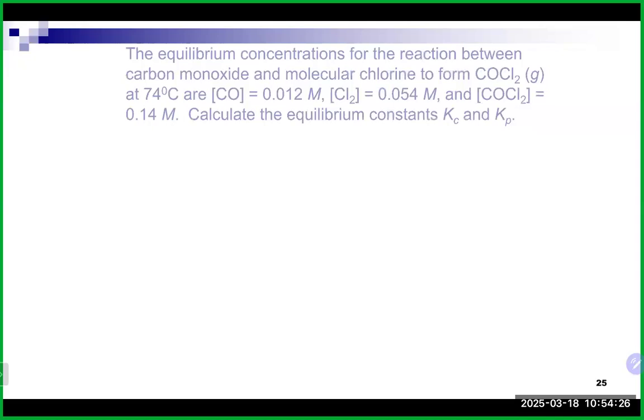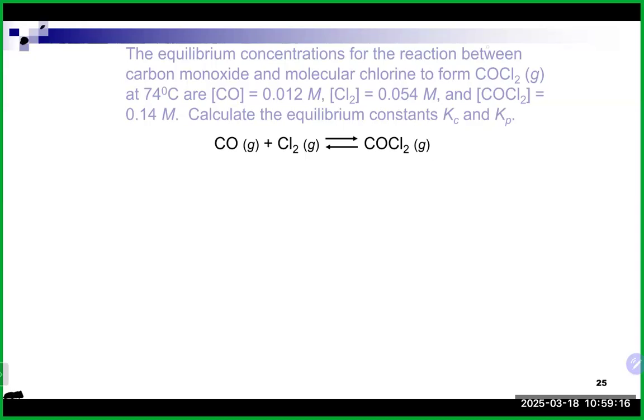All right, so let's try one with calculation here. The equilibrium concentrations for the reaction of carbon monoxide and molecular chlorine to form COCl2 are: concentration of CO 0.012 molar, concentration of Cl2 0.054 molar, and the concentration of COCl2 0.14 molar. What is the Kc and Kp value in this case? So give it a go, see what you come up with.